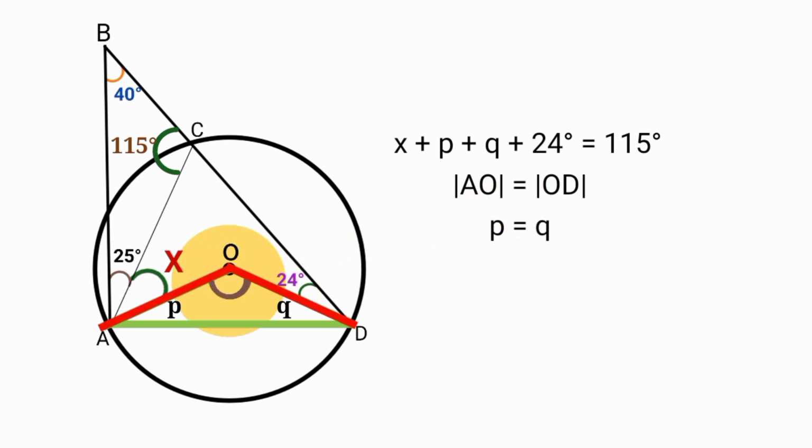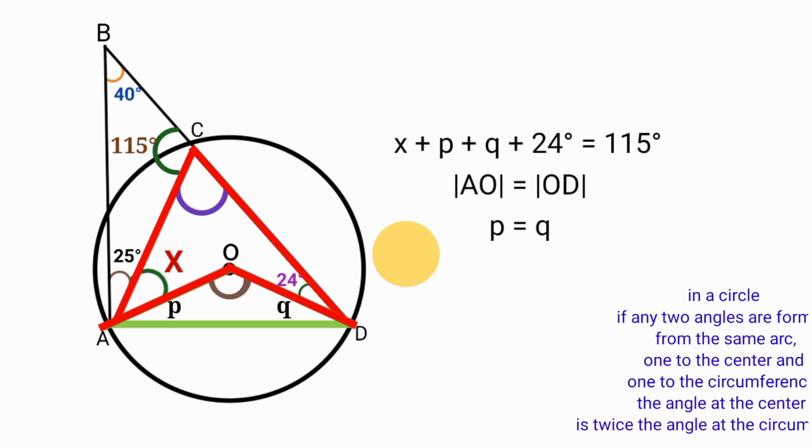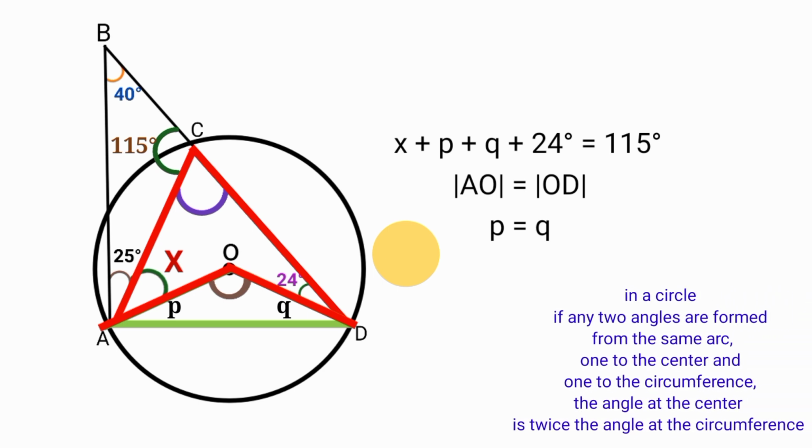If you look at this angle and this angle, you will notice that both are formed from the same arc, one to the center of the circle and the other to the circumference of the circle. Recall, in a circle, if any two angles are formed from the same arc, one to the center and the other to the circumference, the size of the angle formed at the center is twice the size of the angle formed at the circumference. So that means if this angle here is y, this must be equal to 2y.